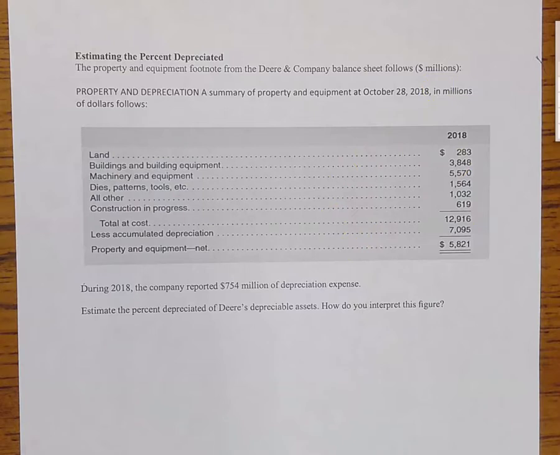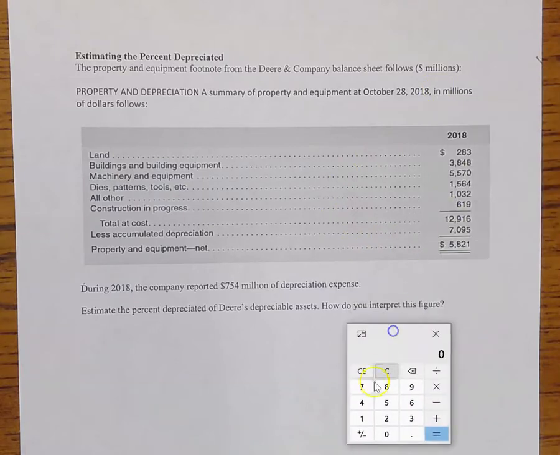Now it says that it's in millions, so what does that mean? Well, it means that we're going to take 7095 and we're going to add some zeros to it. And we're going to be going for a little while. So we added 6 zeros to this figure, and we got total accumulated depreciation, that's pretty darn high.